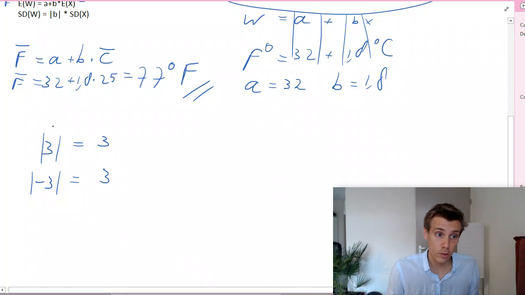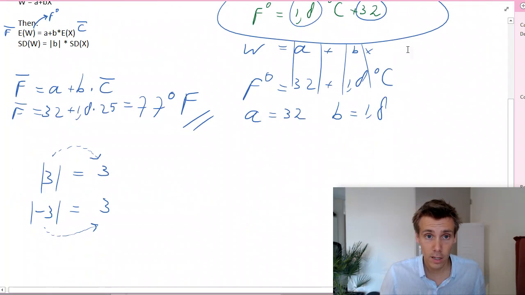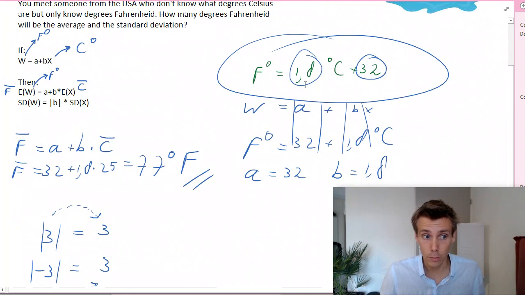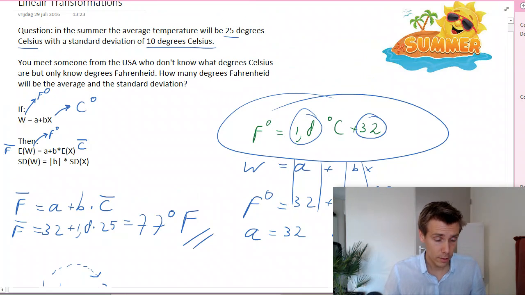So if it's just a positive number, nothing changes. But if it's a negative number, the number becomes positive. Important to understand. In this case the number is already positive, the B, so nothing will happen with it, but take care of it when the number is negative. Also remember, a standard deviation is an average distance from the mean, and a distance cannot be negative because it can go both directions. So let's fill this in.